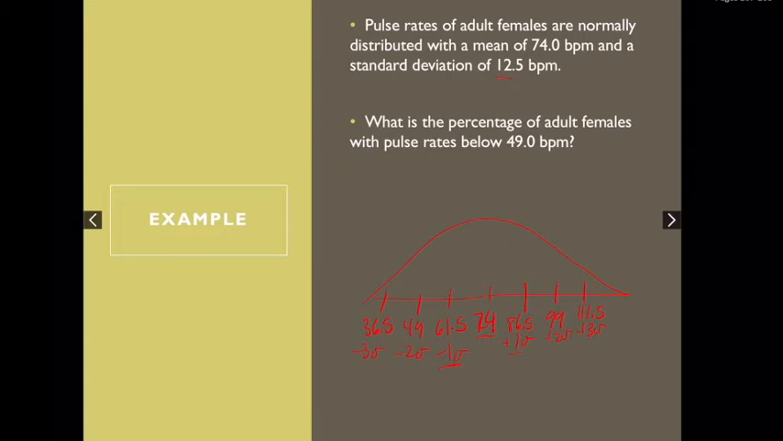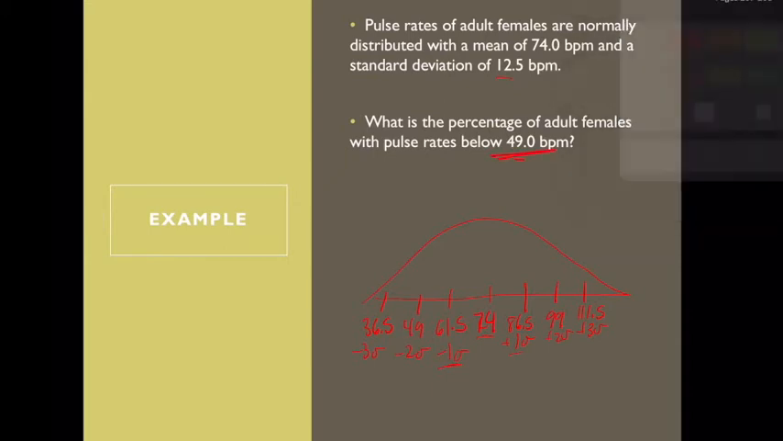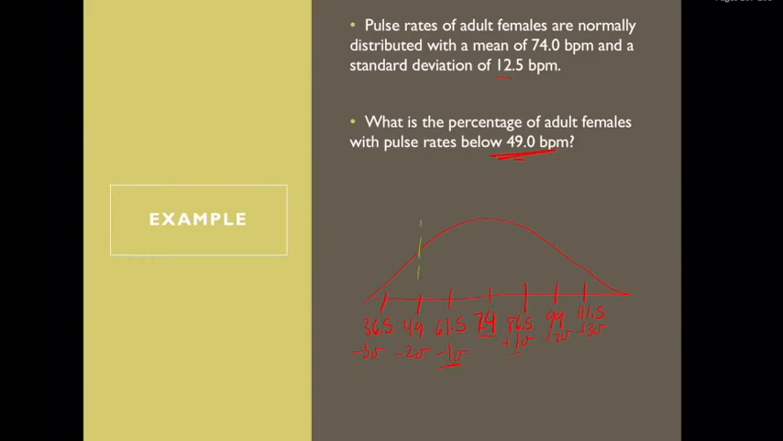So I want to know what's the percentage of adult females with pulse rates below 49 beats per minute. Let's use green. I think that shows it better. So 49 marks the second standard deviation. I want to know what percentage of values are over here. Well, within the second standard deviation, I know I have 95% of the data values, so the area right here is 0.95. I also know that the normal distribution is symmetrical. So if I took 1 minus 0.95, I get 0.05.